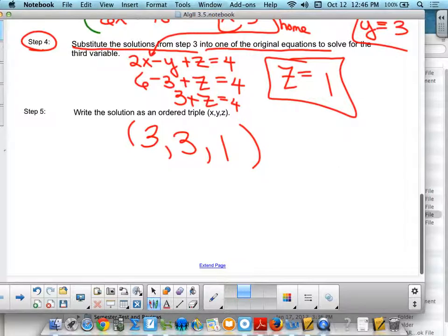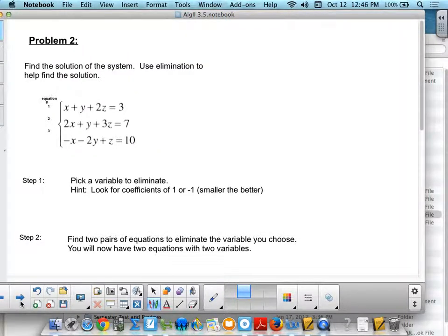The next problem, in my eyes, it gets a little harder. So you need to turn the page and you need to start looking right away. Which variable do you want to eliminate? X. Why'd you pick X? There's a positive x and a negative x. Those two wipe each other out. I like that one.